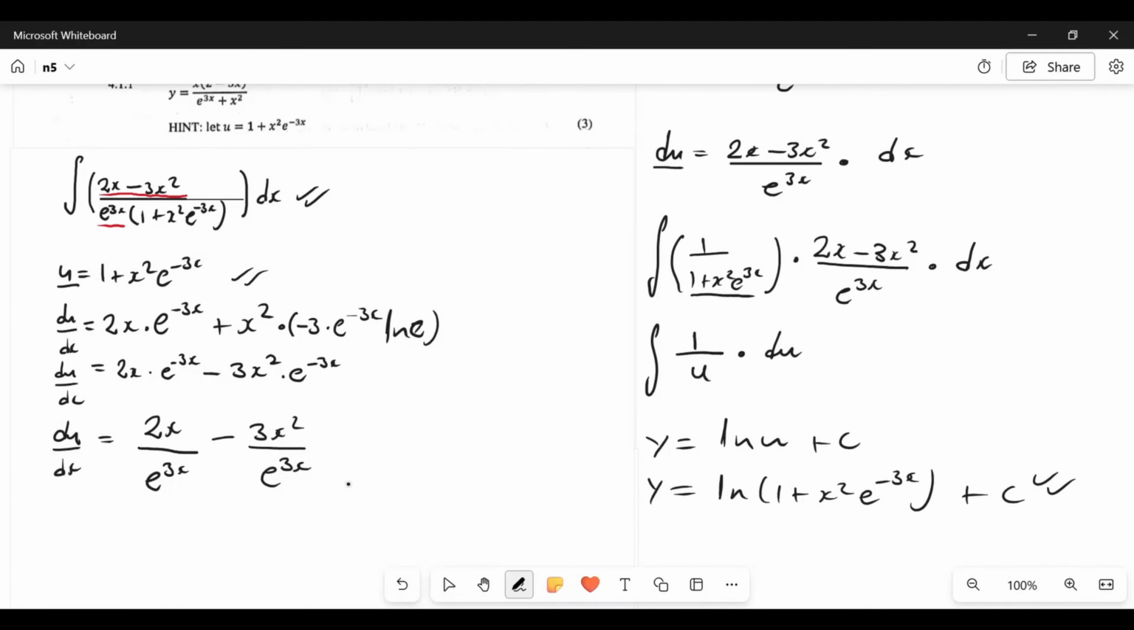Right. Obviously, there are other ways of doing this, but since they gave us a hint to use 1 plus x squared multiplied by e to the power of negative 3x, substitution was the way to do this. Right, people? I hope this was not difficult. It seems so difficult, but if you knew your substitution, then it was going to be okay.